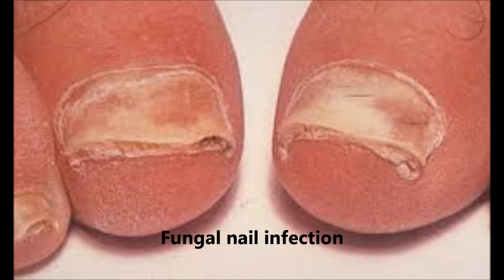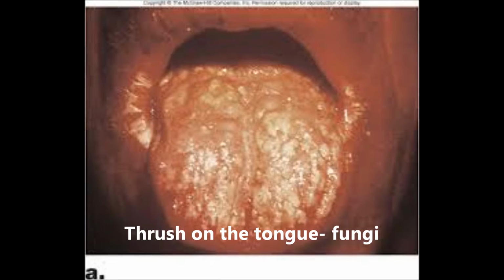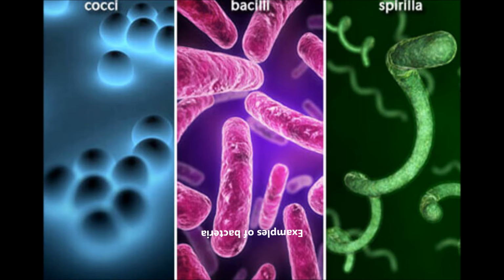There are four types of pathogen that cause disease. These are microorganisms that enter the body. They cause communicable, which means infectious diseases, that can easily spread.